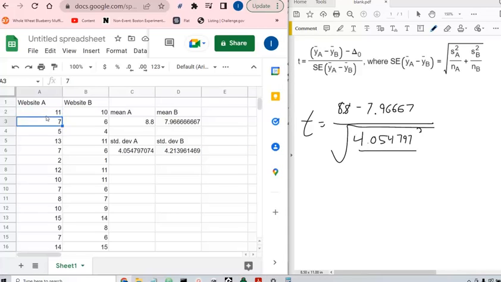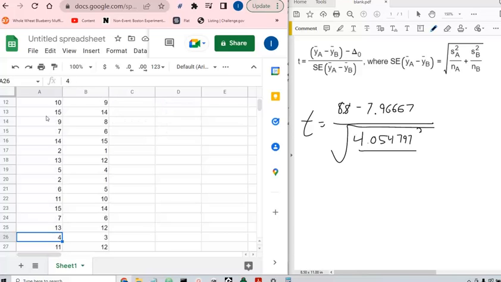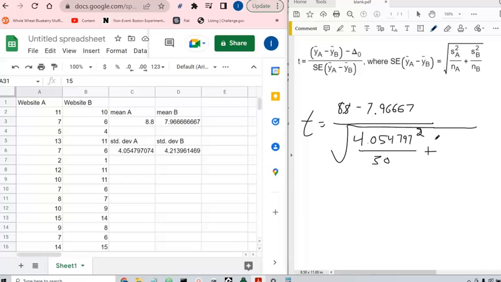So there's 1, 2, 3, 4, 5, 6, 7, 8, 9, 10, 11, 12, 13, 14, 15, 16, 17, 18, 19, 20, 21, 22, 23, 24, 25, 26, 27, 28, 29, 30. 30 data points. There's obviously quicker ways of checking that too. But okay, that's the first fraction, plus 4.21396 over 30. And then we square that for the second fraction.